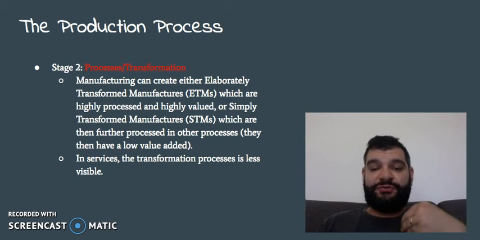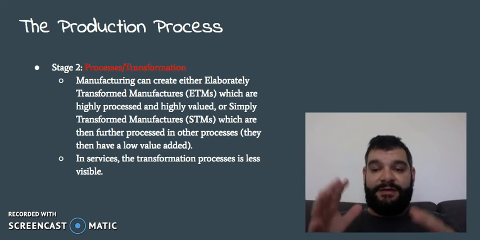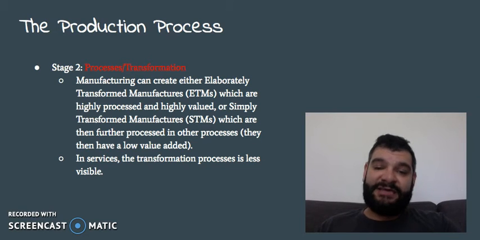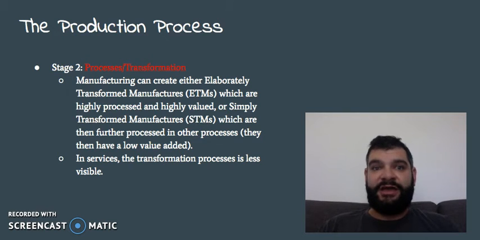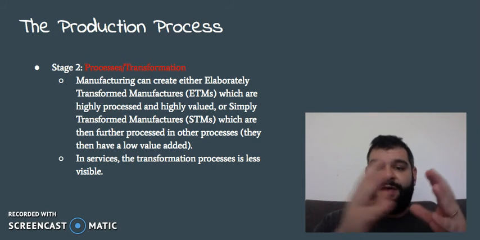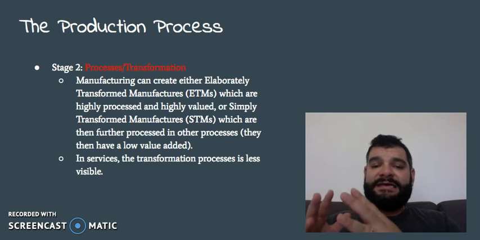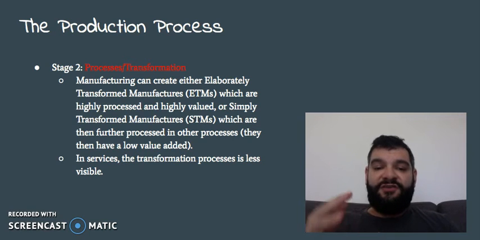Now, once you've got all your inputs, you can move to stage two of the production process, which is the actual transformation stage. Now, in the manufacturing process, you can really come out with two different types of things here. You can either create elaborately transformed manufactures, or ETMs, which are highly processed, highly valued, which may be things like computers or cars or televisions.